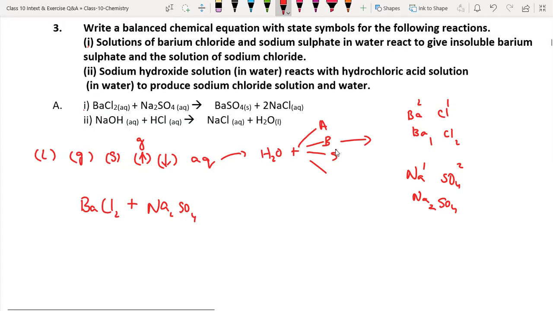You see, if you are mixing that salt in water, it will become aqueous solution, right? So here if you observe BaCl2 AQ, Na2SO4 AQ, no need to write S, no need to write L. Reacts to give insoluble. You see, insoluble means which will be settling at the bottom, right? Simply to say solid, you can use either solid or you can use this down arrow mark. What it will give? Barium sulfate.